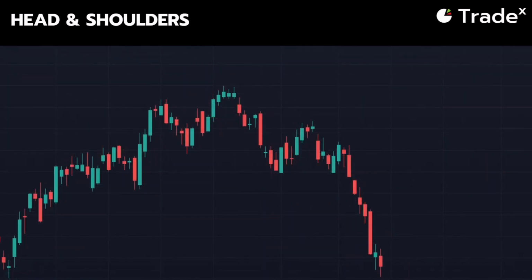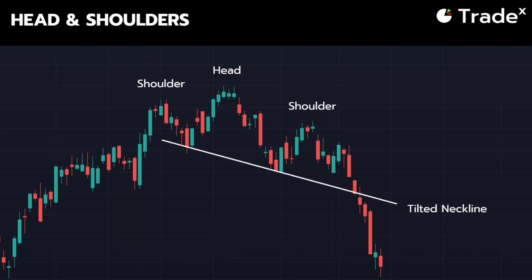Similarly, in this example, you can observe an imperfect head and shoulders pattern, where the 2 shoulders are not aligned at the same level and the neckline slopes downward. Traders should be prepared to wait longer for a clearer breakout, as the entry point may occur further down once the price breaks below the tilted neckline.